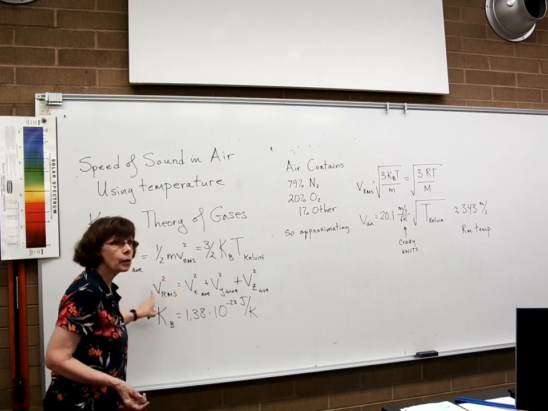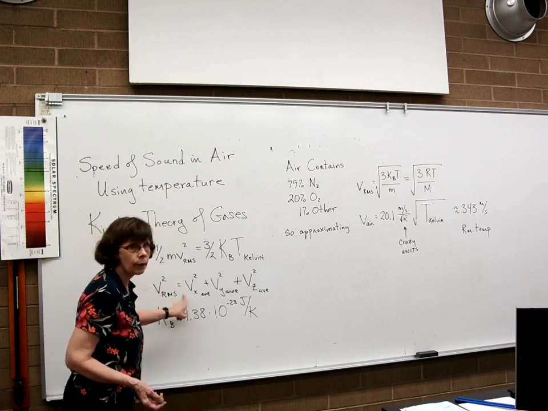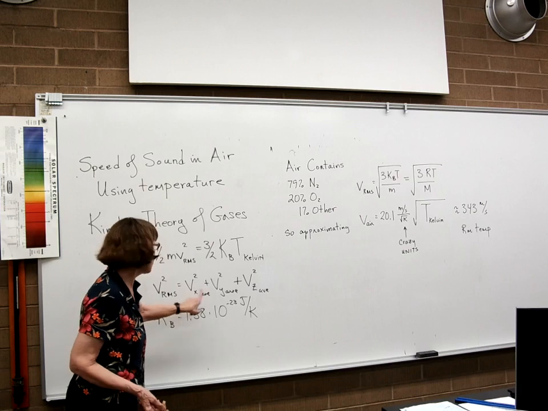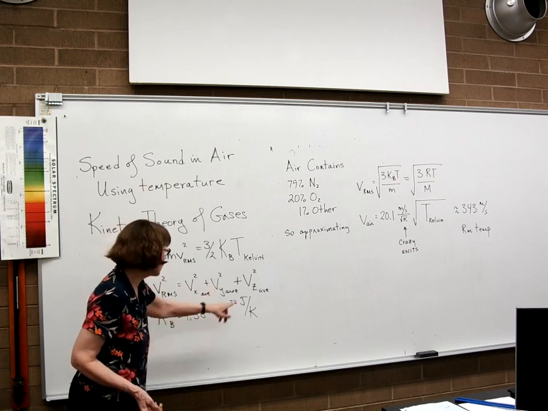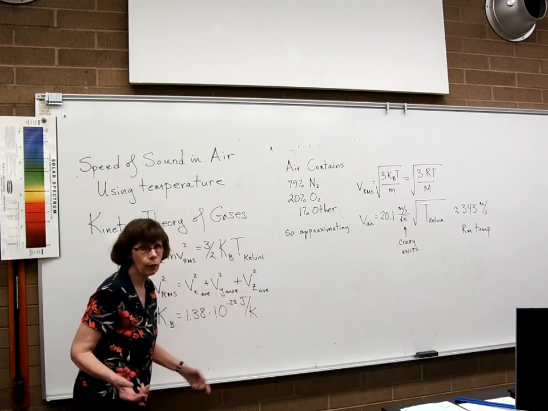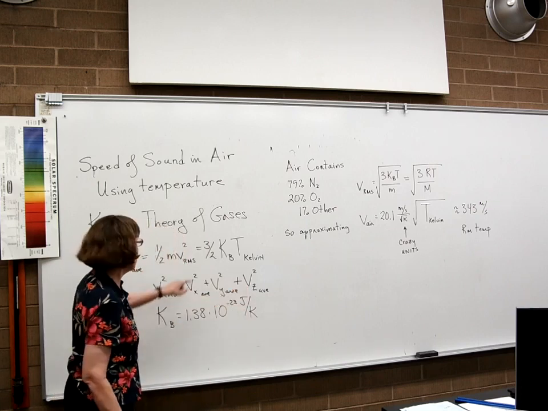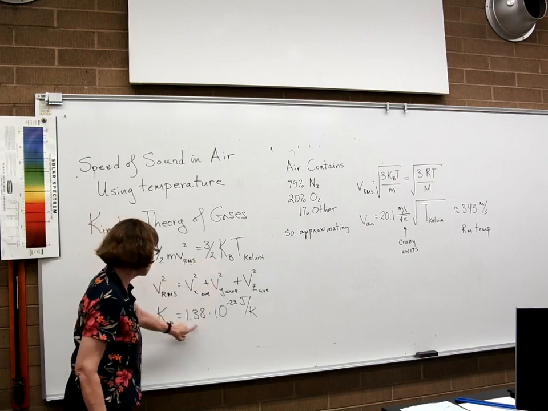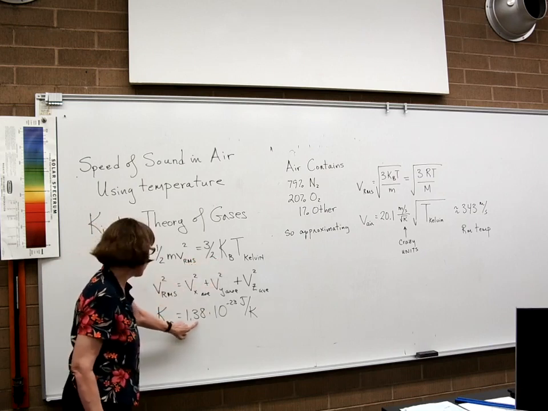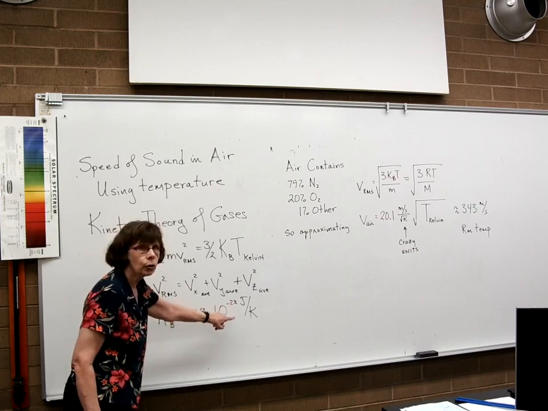The root mean squared velocity squared is going to be the square of the average speed in the x direction, the average speed in the y direction squared, the average speed in the z direction squared. So you're just a molecule bouncing around in a box. And then we have our old friend, the Boltzmann's constant, which is 1.38 times 10 to the minus 23 joules per Kelvin.